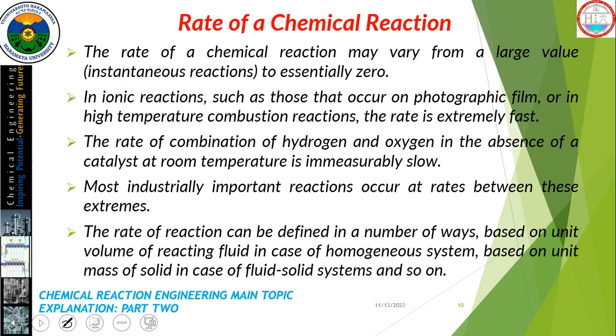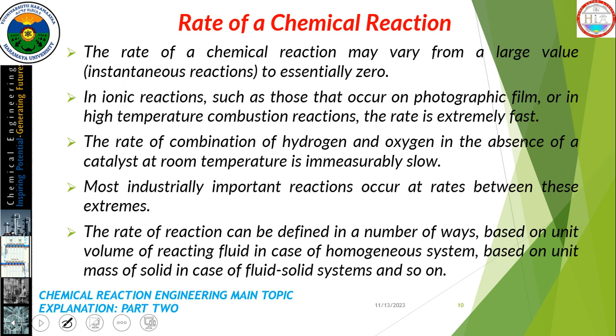Now let us proceed to the rates of chemical reactions. So how can we explain or write the rates of the reaction with respect to different reactants? The rate of a chemical reaction may vary from a large value, which means instantaneous reactions, to essentially zero, which means there is a zero order reaction, there is a second order, there is a fractional order reaction. In ionic reactions, such as those that occur in photographic film or in high temperature combustion reactions, the rate is extremely fast.